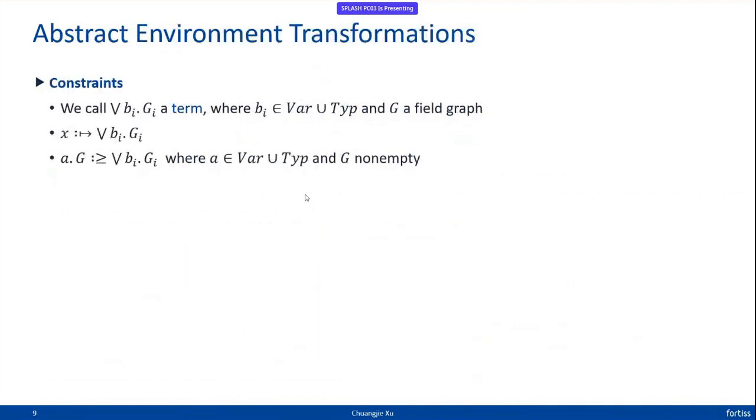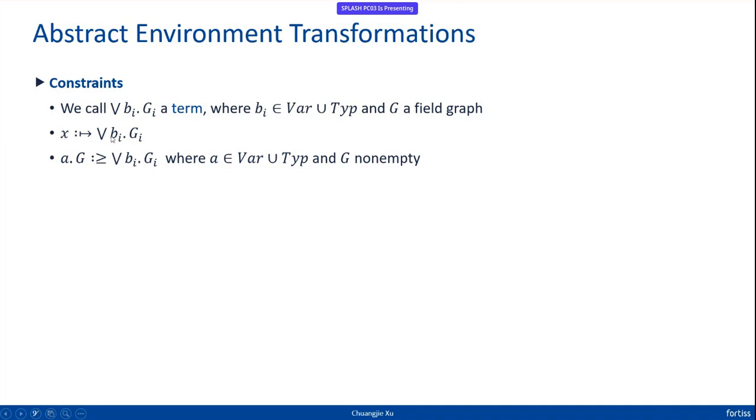And then, okay, now in our constraints, we will not work with paths, but we are going to work with graphs. Firstly, for the graph, we work with a slight generalization. We allow the base here to be either a variable or a type. You may remember this from field typing, where we write a.f, so the base can also be a type. We call a set of such graphs, written in disjunction form, a term. So this will be the value of the constraints.